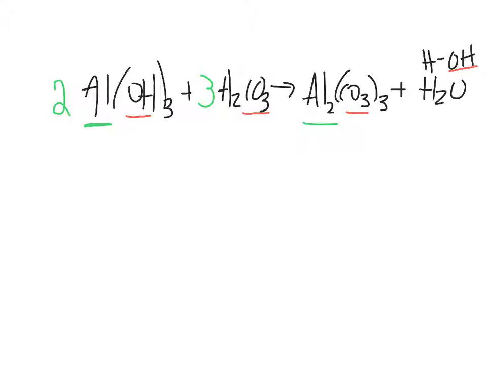Now let's take a look at what's left. How many OHs do I have on the left? I've got 6 OH minuses on the left, and I've got how many H's? I've got 6 here. What's the number I have to put out front here then to make this balance for my OH? 3. No, because I've got 6. So you have to put a 6 out front here. And you're done.